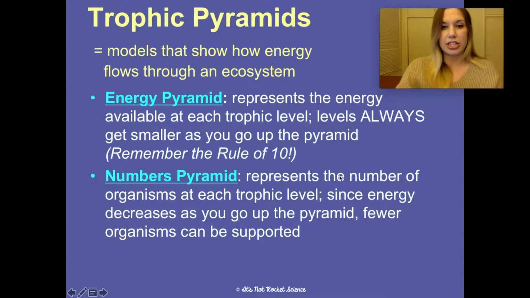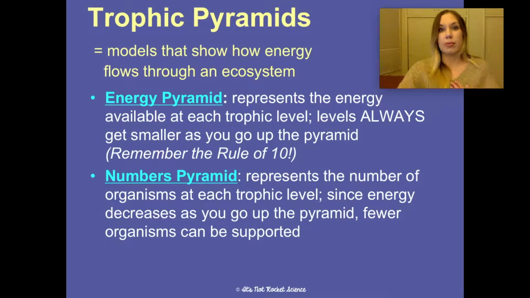And since energy decreases as you go up the pyramid, fewer organisms can be supported. So that's why, for those animals at the top of the food chain, there are a lot fewer top of the food chain animals than there are, let's say, producers. Because as I'll show you on the next slide, the tertiary consumers do not get very much energy from other organisms. They really don't. They're hashtag struggling to make it.